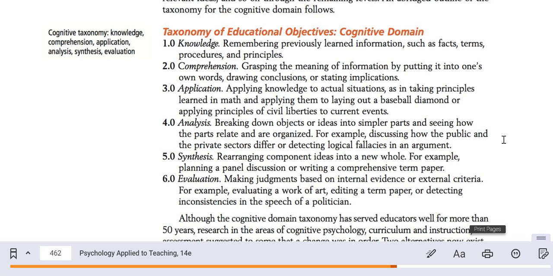Analysis, breaking down objects or ideas into simpler parts and seeing how the parts relate and are organized. For example, discussing how the public and the private sectors differ, or detecting logical fallacies in an argument. Synthesis, rearranging component ideas into a new whole. For example, planning a panel discussion or writing a comprehensive term paper. Evaluation, making judgments based on internal evidence or external criteria. For example, evaluating a work of art, editing a term paper, or detecting inconsistencies in the speech of a politician.